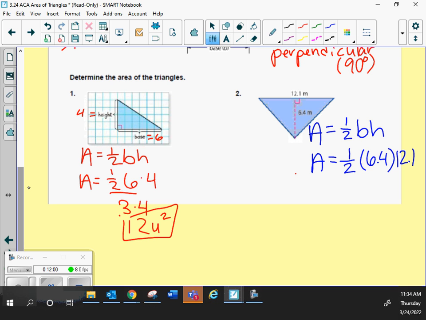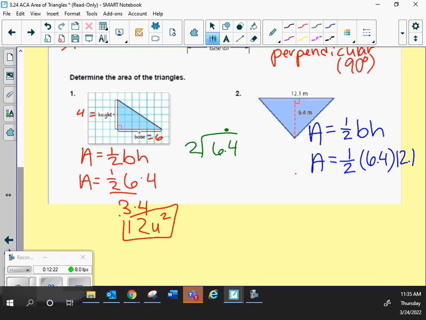Times 1/2, okay? Timesing by 1/2 is the same thing as dividing by 2. Wouldn't y'all rather divide by 2? Or do y'all like fractions and decimals? Let's divide by 2. So let's do 6.4 divided by 2. Do I need to move the decimal in this one, class? No. Okay, so I'm just going to go ahead and break it up.